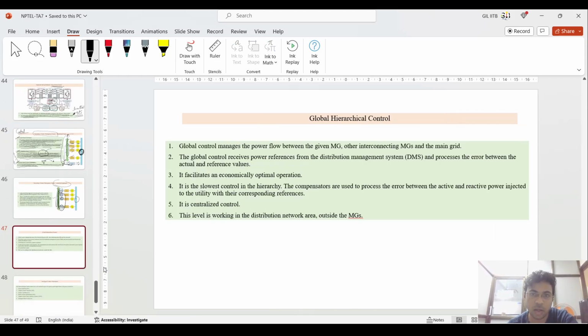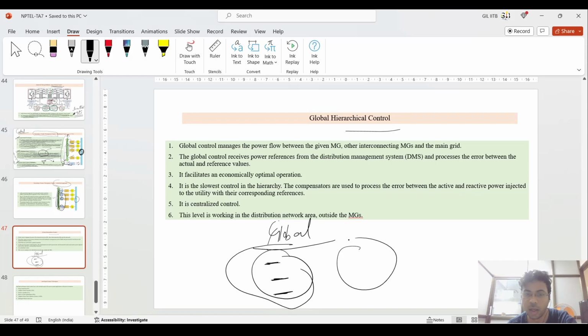So coming to this global hierarchy, because I have told you that you have local, secondary, emergency and upper-level control. A global hierarchy control controls all the microgrid setups altogether. It manages the power flow between this microgrid and other interconnecting microgrids and the main grid. And the global control also receives power references from the distribution management system.